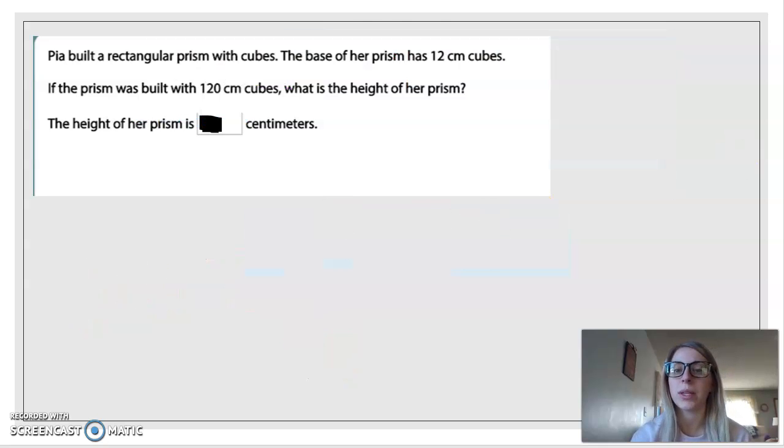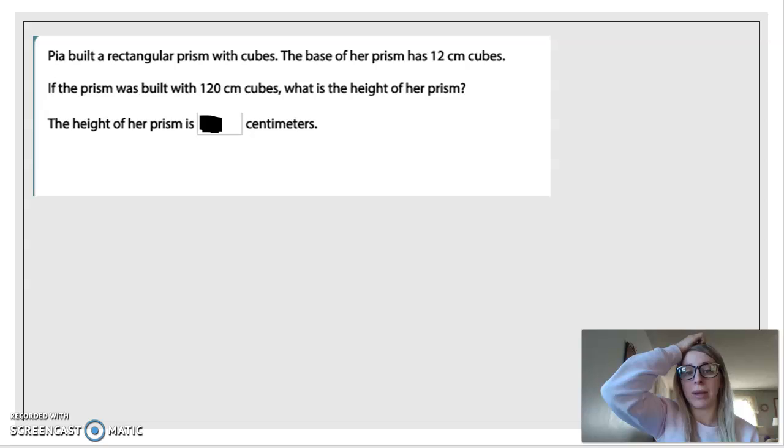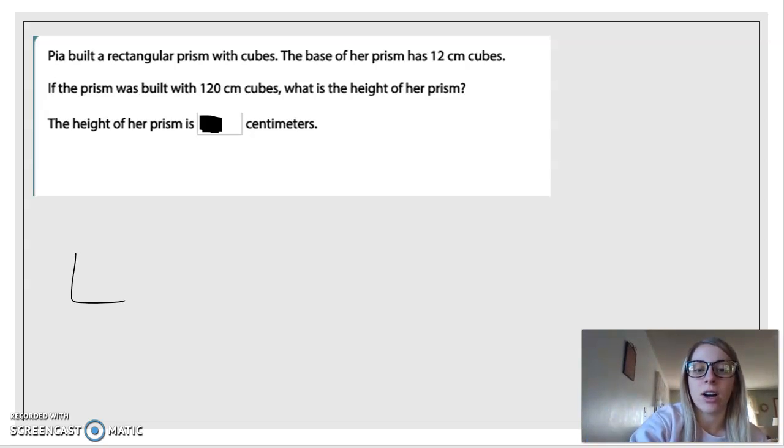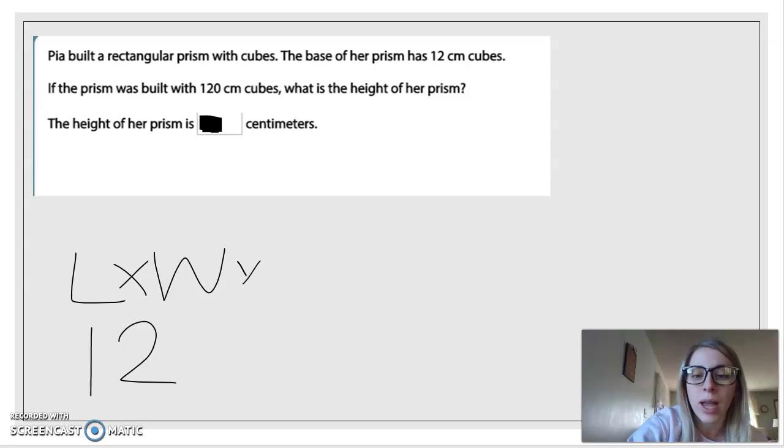All right, moving on to a little bit of a trickier question, okay? So, Pia built a rectangular prism with cubes. The base of her prism has 12 centimeter cubes. So, what that means, fifth grade, is that they already did the length times the width because that is always the base, and that equals 12. So now we're just trying to find the height. So what is this height here?